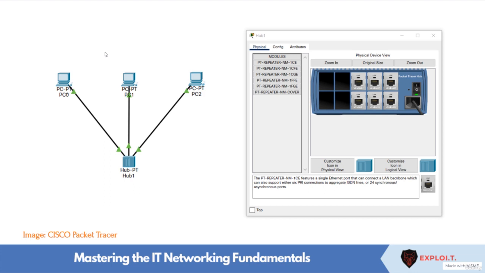While passive hubs, on the other hand, do not need external electricity to work. These hubs simply connect to the devices and they do nothing else. They neither regenerate the signals nor amplify them. They just pass the incoming signal from the sender to the receiver as it is.